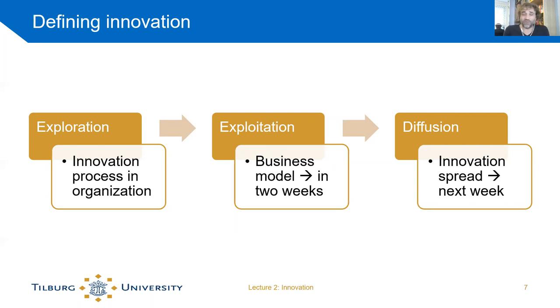The next stage is exploitation, which means, okay, we think that we as an organization have a good idea or a good invention. Now we hope that we can actually turn it into something that sells, again, add value to it. That is basically creating the business model around your innovation. And we'll discuss that in 2 weeks.